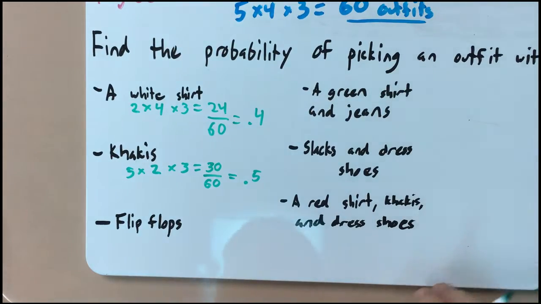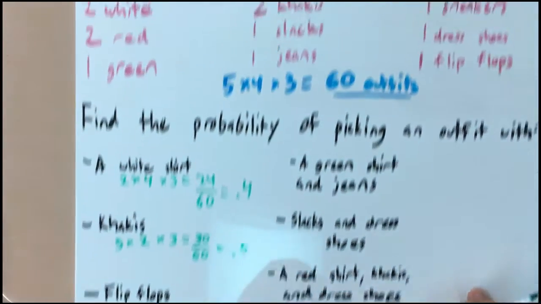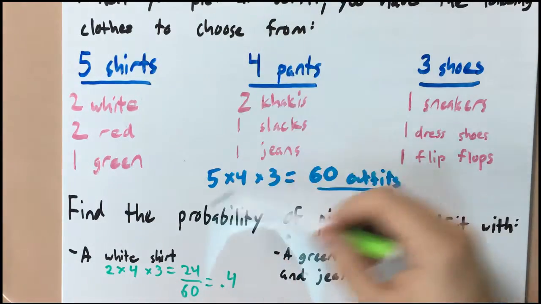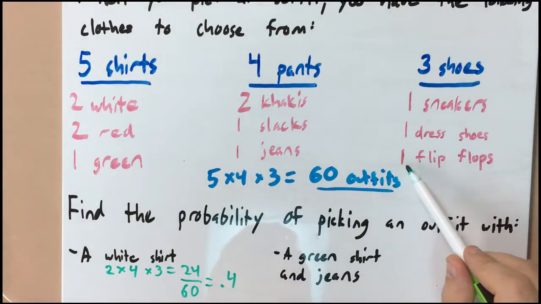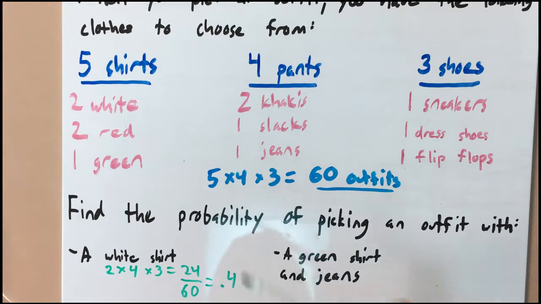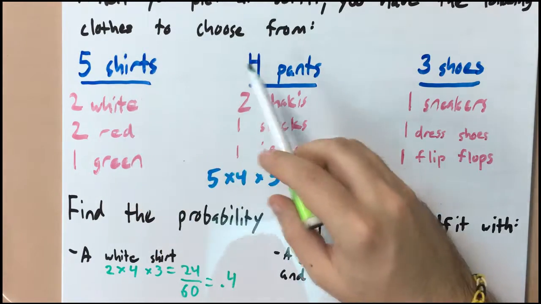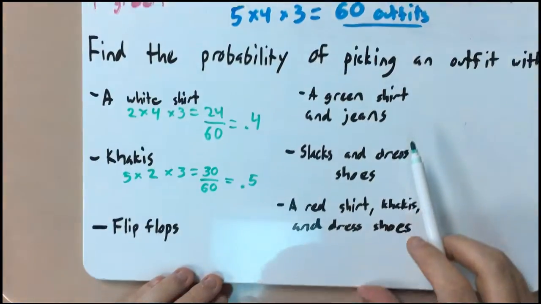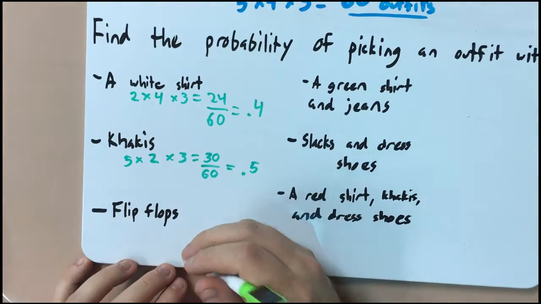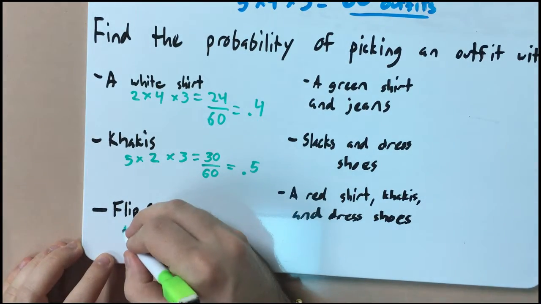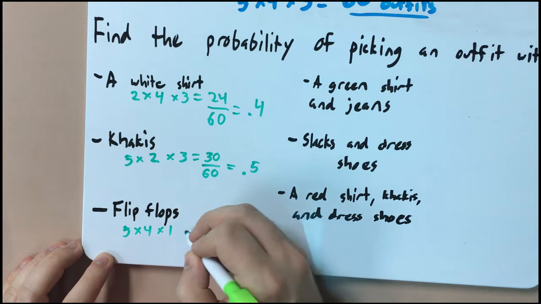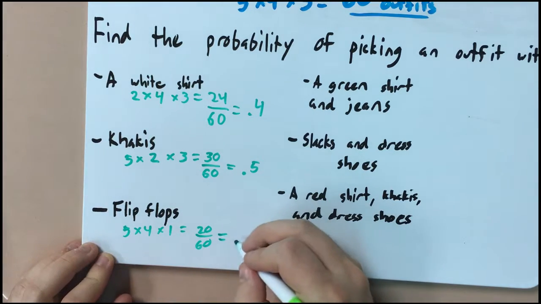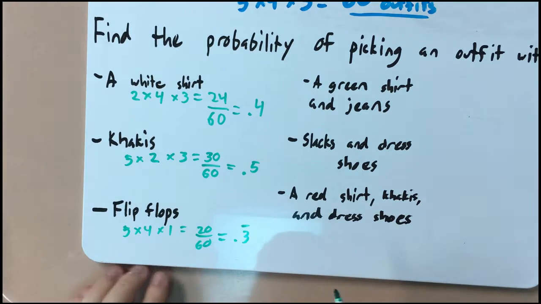Now, let's look for the probability of picking an outfit with flip-flops. Going back to my choices for shirts, pants, and shoes, I can pick any shirt, I can pick any pair of pants, but there is only 1 pair of shoes that I can choose from now. So I'll be multiplying 5, because I can pick any shirt, times 4, because I can pick any pair of pants, times 1 for the pair of flip-flops. And if you were picking an outfit for work, I would not recommend picking flip-flops, even randomly. So this is 5 times 4 times 1. That gives us 20. Divide that by 60. It will give us 1/3 or 0.3 repeating.